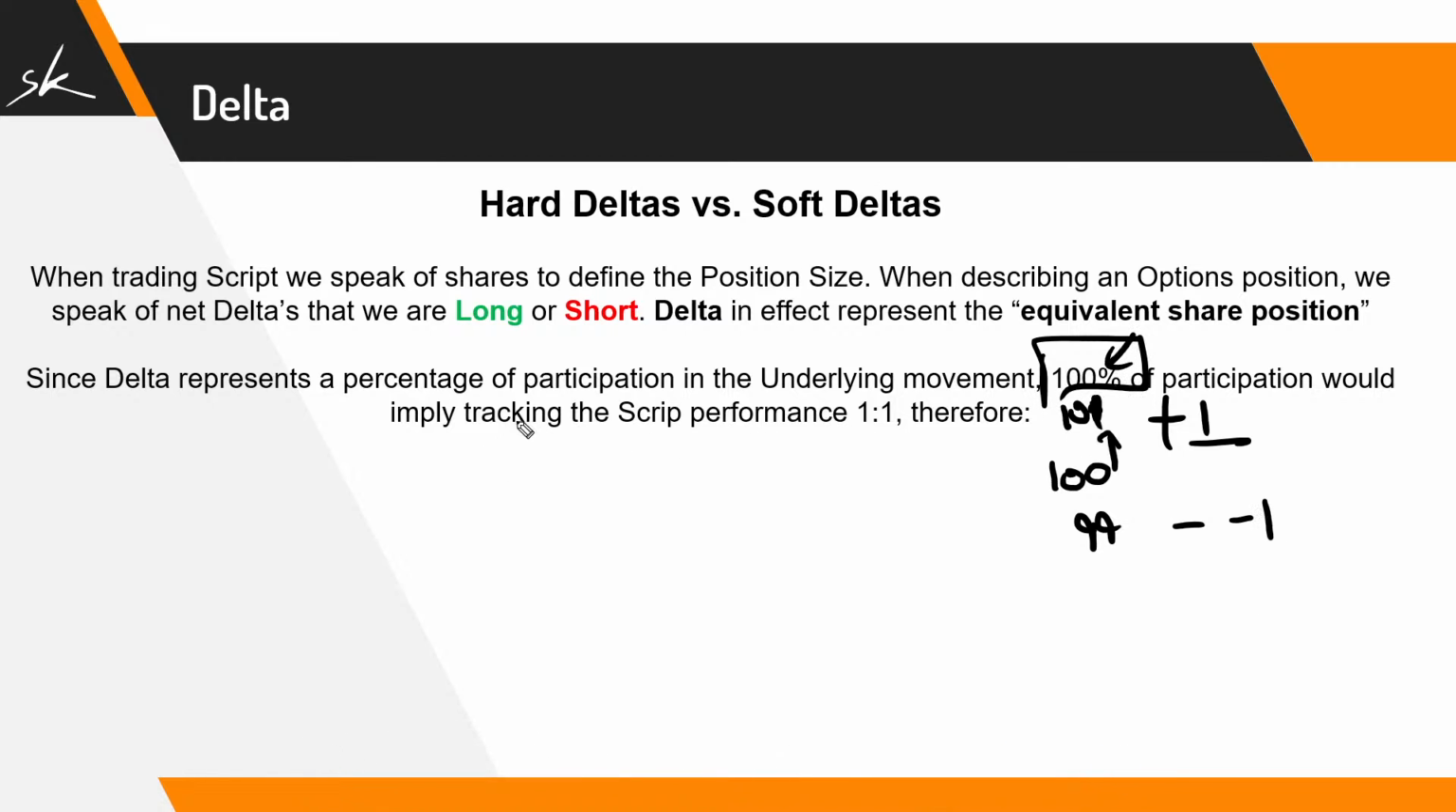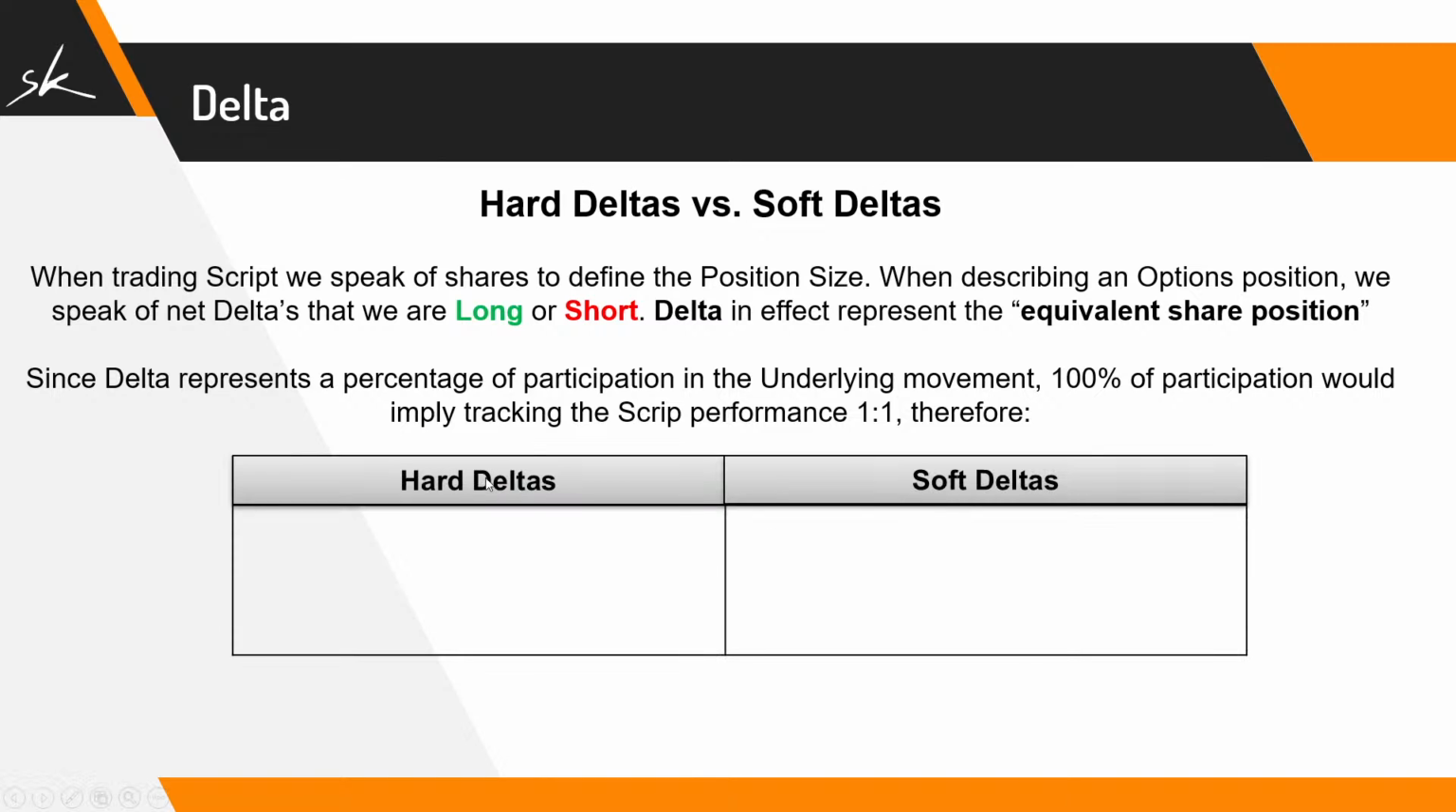So this is called the participation is 1 is to 1, right? Whatever is the profit, I'm getting the exact profit. Whatever is the loss, I'm getting the exact loss. But in case of options, this changes because the deltas are not 100% participation. The deltas are some percentage of that participation. So, what are hard deltas? What are soft deltas? Long one share in a script basically means you have plus one delta.